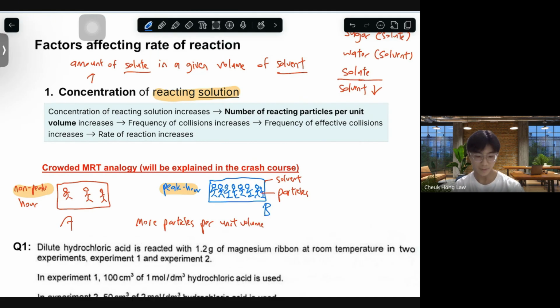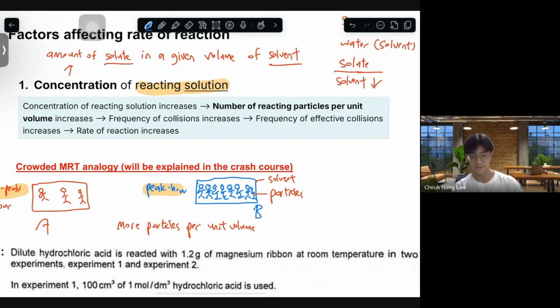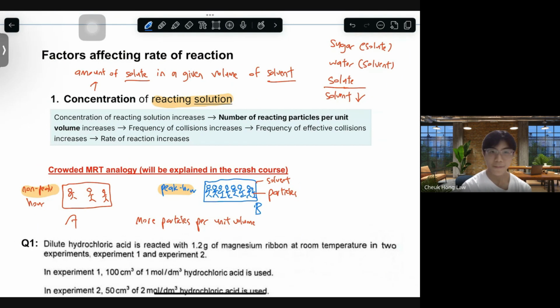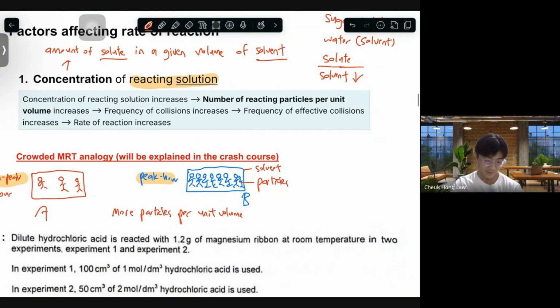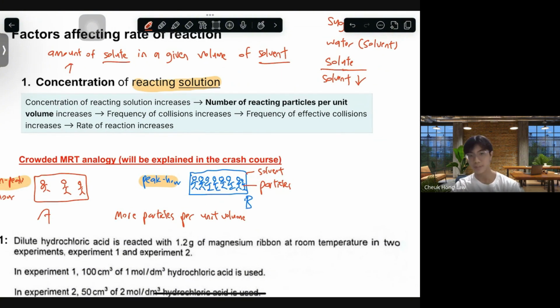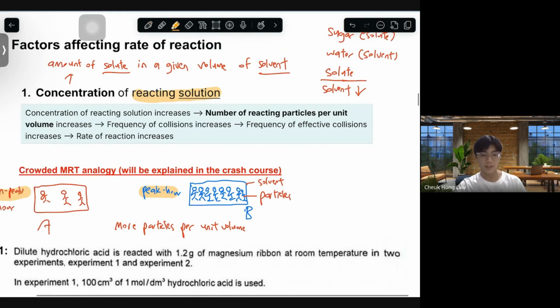Okay, yes, Fave said peak hour. Okay, what about the rest? Is it A or B? Non-peak hour or peak hour? Which one has more people in the same volume? Okay, it's B, peak hour. So that is what concentration means. Okay, if you increase concentration, it means that the number of particles per unit volume also increases. So when we want to explain, that's the first thing we'll say: number of reacting particles per unit volume increases.